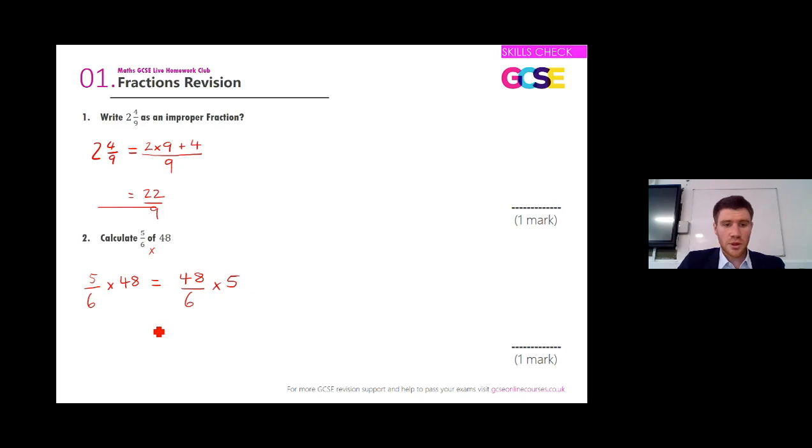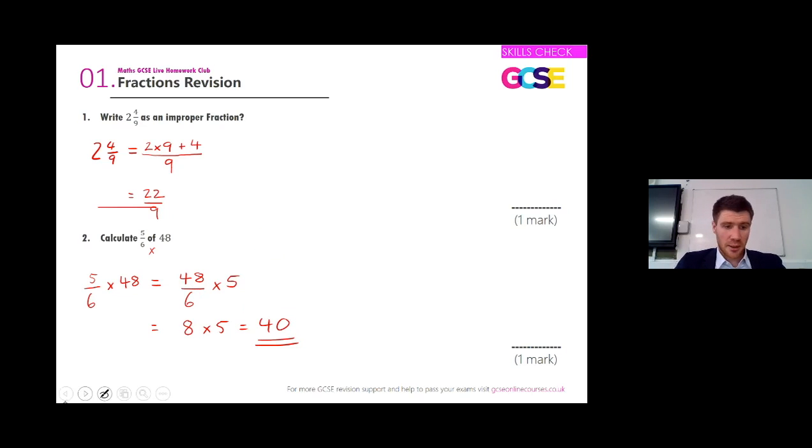Okay, 48 divides by 6 quite nicely. 48 divided by 6 is 8. And then I'm going to multiply that by 5, which is, of course, 40. So 5/6 of 48 is 40.